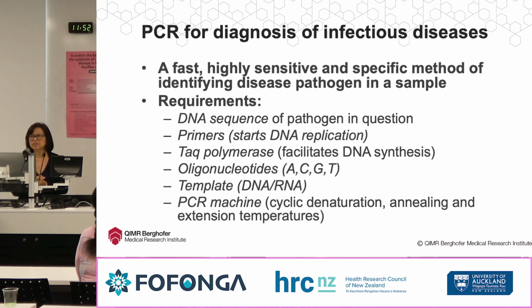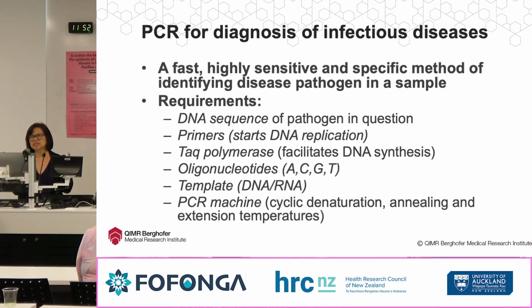The basic requirements are, of course, you have to know the sequence of your pathogen in question. In our case, it's the DNA of scabies. It's publicly available now. You know, the genetic material of the scabies mite is now published in the literature. So you just need to look at the sequence, and then you can design your primers. Primers are the ones that start the DNA replication.